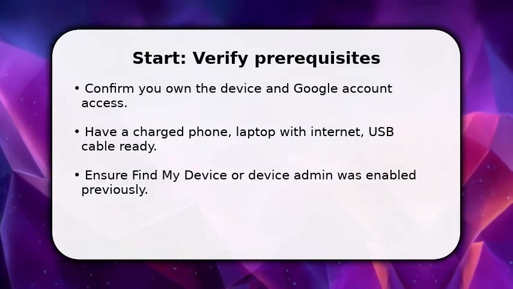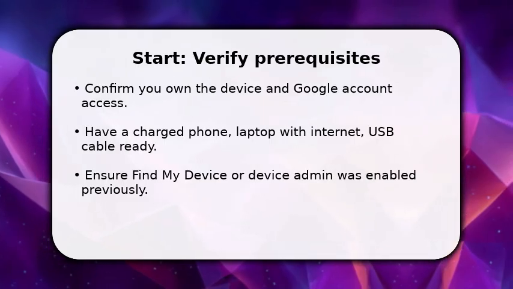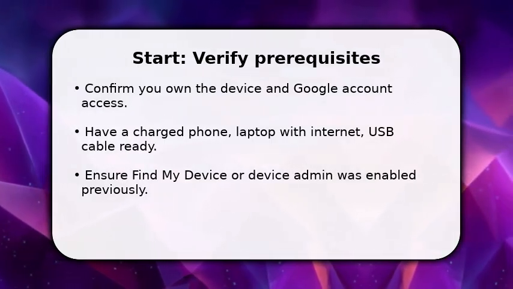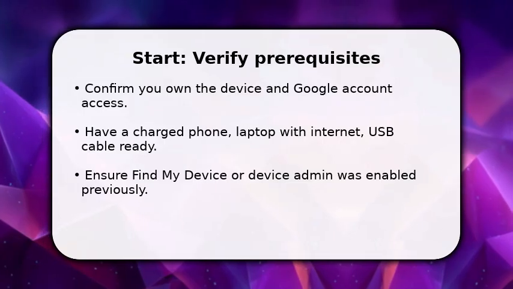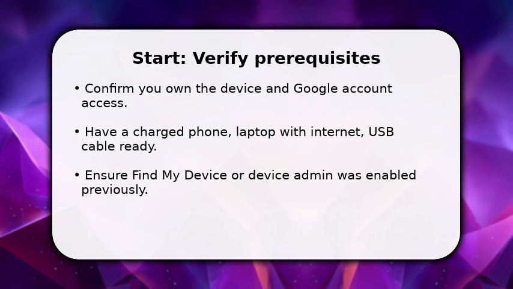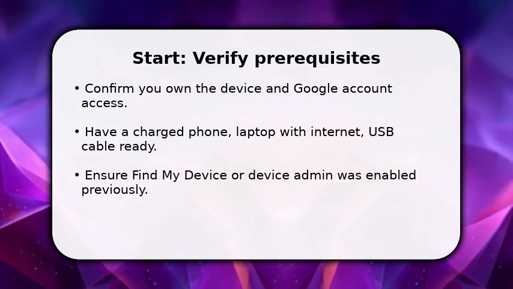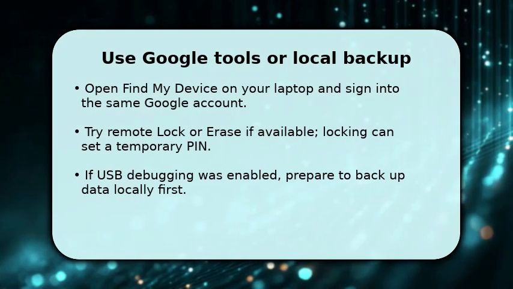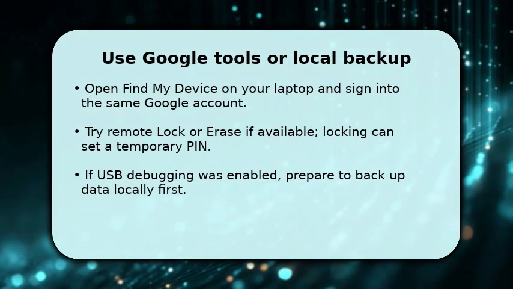Make sure Find My Device or Device Admin was enabled on the phone beforehand, because the following remote tools depend on that. If USB debugging was already enabled earlier, that opens additional legitimate recovery options, but proceed only on devices you own and control. On your laptop, sign into Find My Device and let it locate the phone.